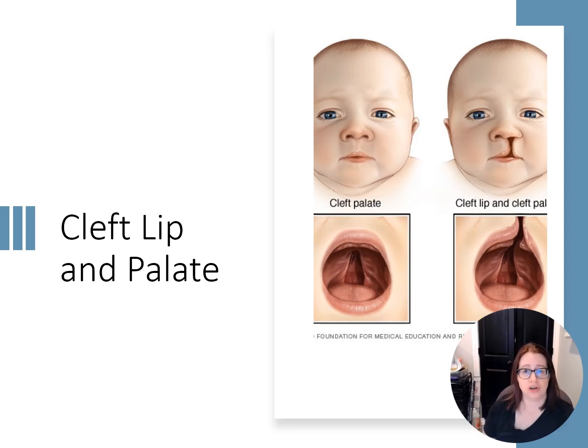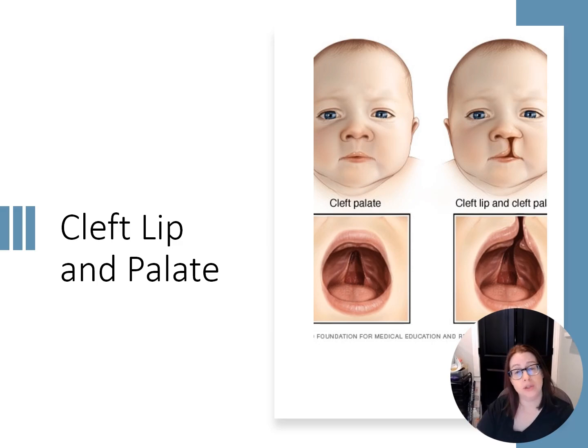So this is another structural defect that you're going to see in the pediatric population, and this occurs when there is a failure of the maxillary and premaxillary processes to come together. This is usually between the 4th and 10th weeks of embryonic development. They can occur separately, but more often if a patient has a cleft lip, they will also have a cleft palate, because if you think about how all of that is connected, it just gets deeper and deeper the more severe it is.